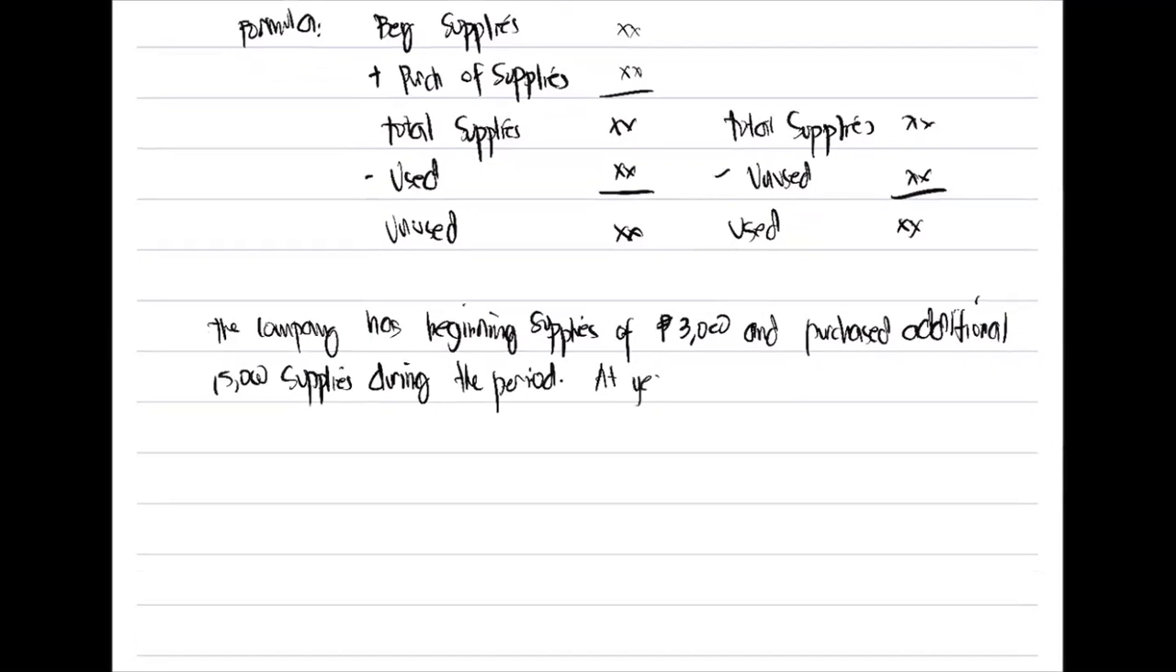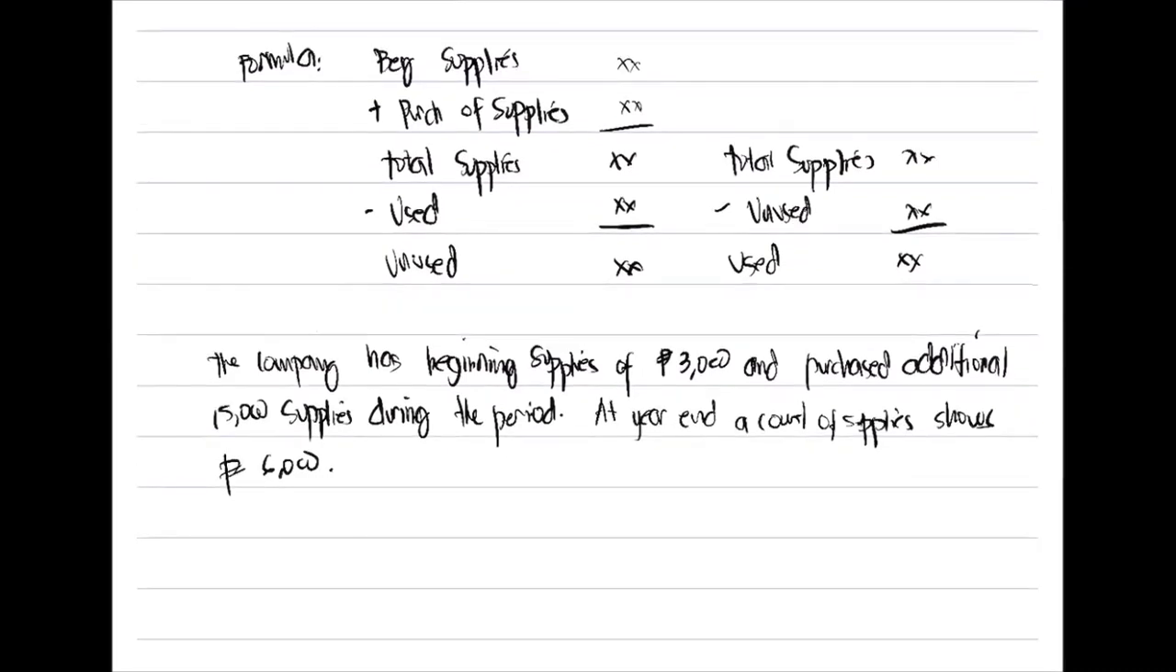At year end, the count of supplies shows 6,000. Question is, what is the given at year end? So, di ba, ang tanong, what is the given at year end? So that can either be the use or unused.